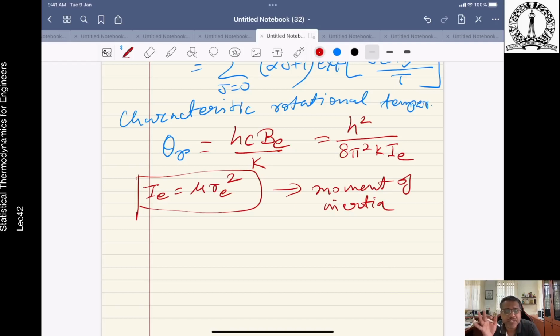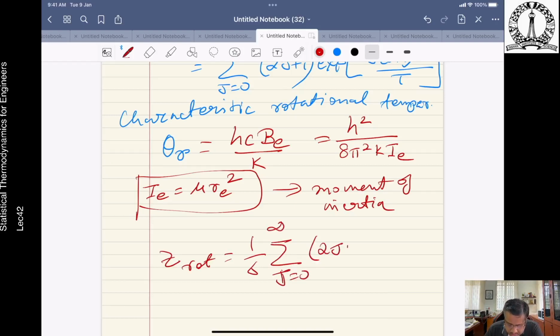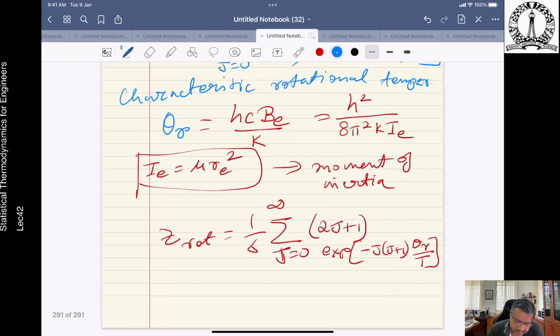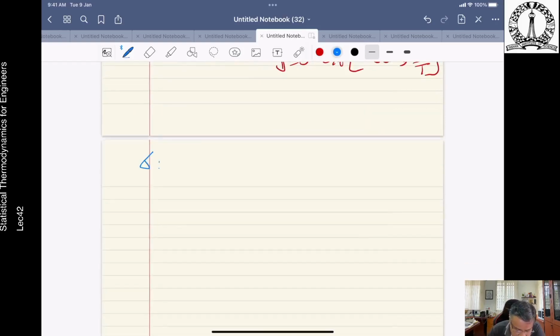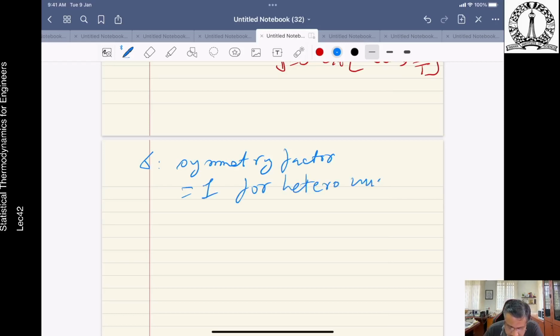Okay, so the rotational partition function can be expressed more generally as, without going into too much detail, a similar type of expression, but however we have a sigma now: one over sigma, sum of 2J plus 1 exponential minus J into J plus 1 theta R by T. Sigma is basically a symmetry factor, which takes on the value of unity for a heteronuclear, and 2 for a homonuclear diatomic.